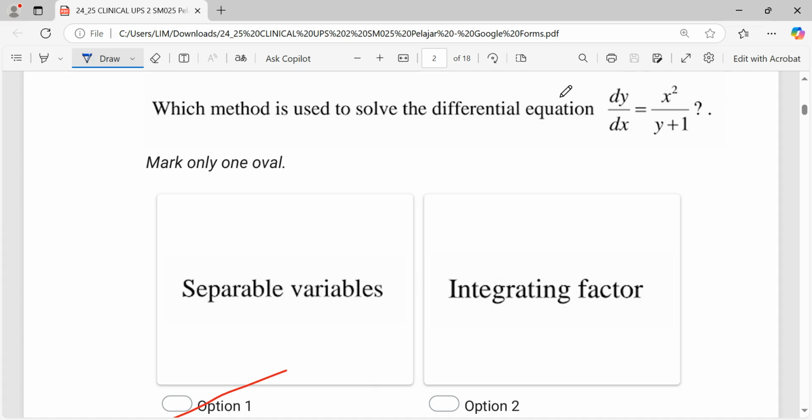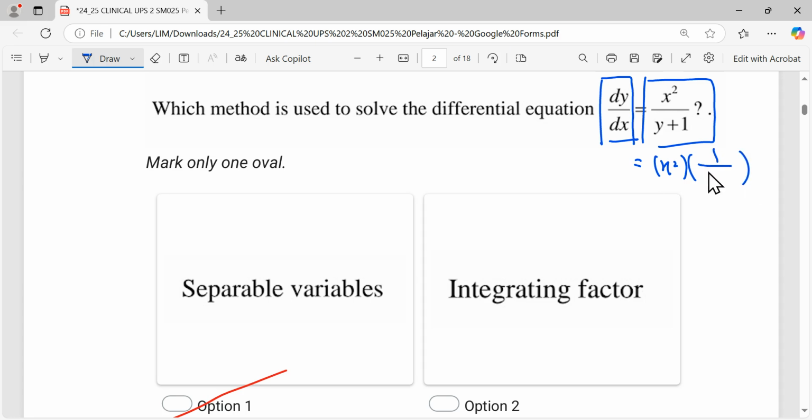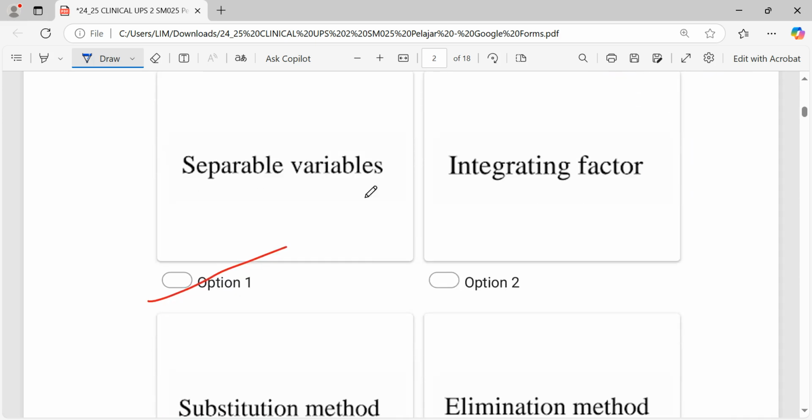To solve the DE, dy/dx has to become our subject. Then we see the expression here. If this can be fully factorized, let's say I can take out x squared and 1 over y squared, you can see I can fully factorize the x or I can fully factorize the y, which means that this DE is solved by separable variables. So that is our answer.